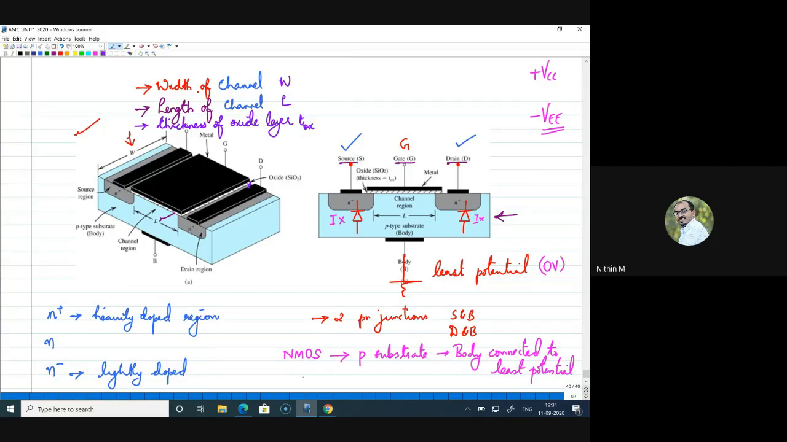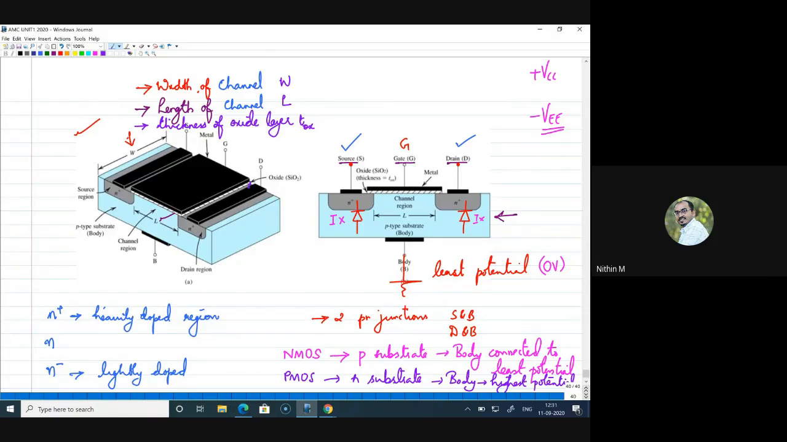Now, if you have a P MOSFET, the meaning is the starting substrate is an N substrate, and in that case, body should be connected to the highest potential. Again, for the reason that the PN junctions formed between the source and body and drain and body should be cut off. There should not be any current flow between those two junctions. Right. I hope this is clear how the body should be connected.